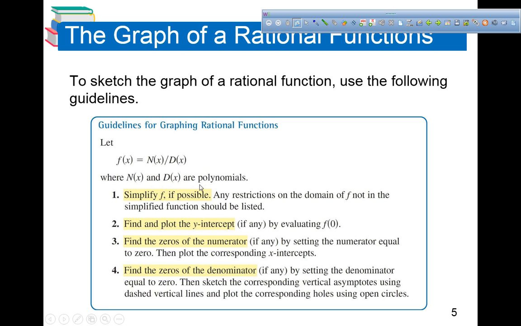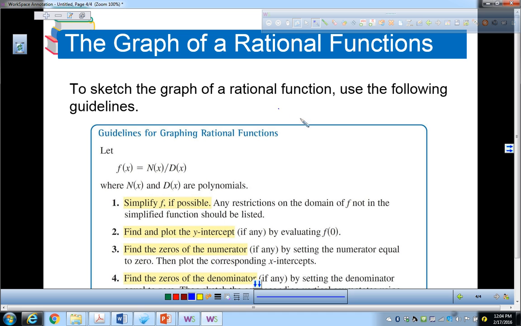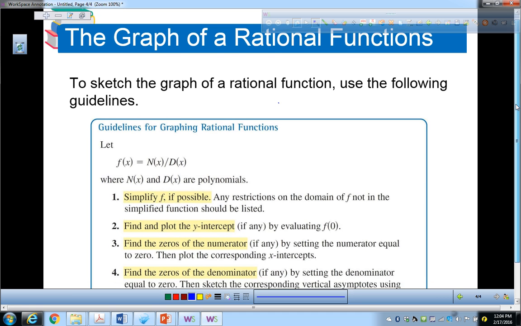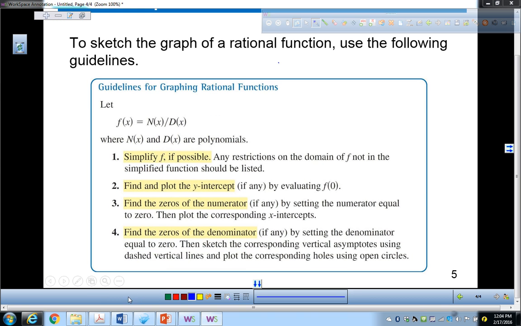Okay, and I posted the 7 steps also on my Schoology. So here's the first 4. This is basically the steps you would take to graph a rational function. If you want to write that, who wants to write that down?